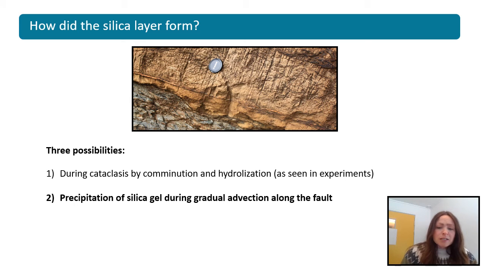One option is that the silica gel precipitated as a vein during advection along the fault. And this is something that has been suggested along other faults, where advection of fluids from higher pressure and temperature conditions to lower pressure and temperature conditions can cause supersaturation and precipitation.